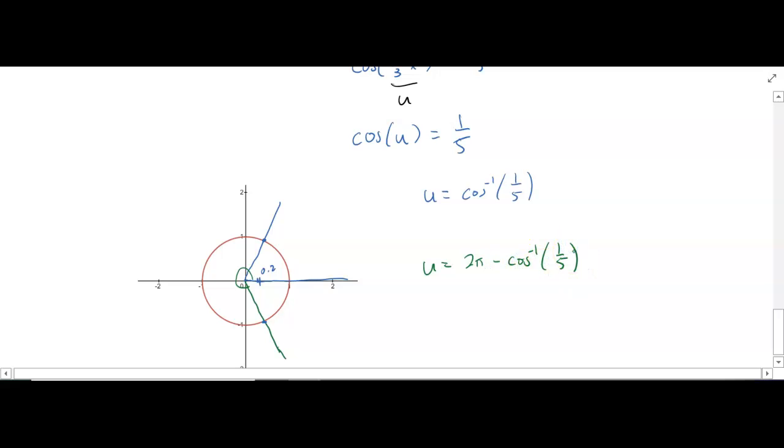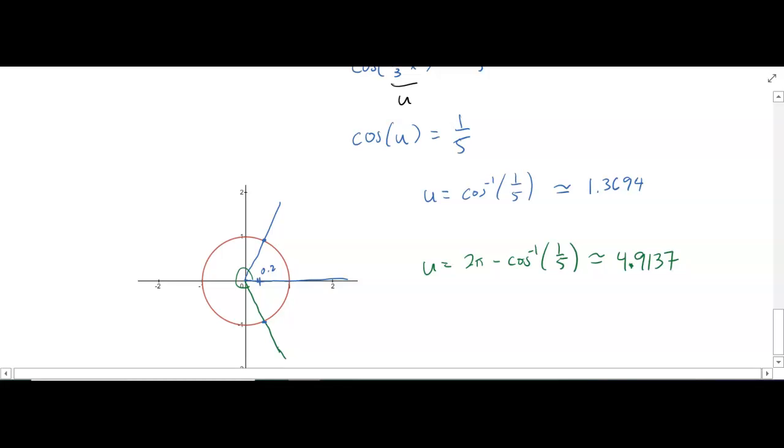Now computing those, what do we see? We get, in this case, these two angles. We get approximately 1.369, and then the angle written in green here is approximately 4.9137 radians.